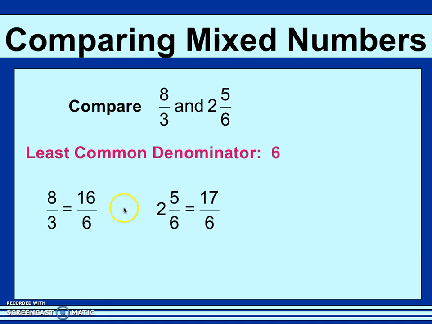All right, now I can compare those. I have 16/6 and 17/6. So I'm going to go back to my original fractions, right, to compare. I'm going to say that 8/3 is less than 2 5/6.